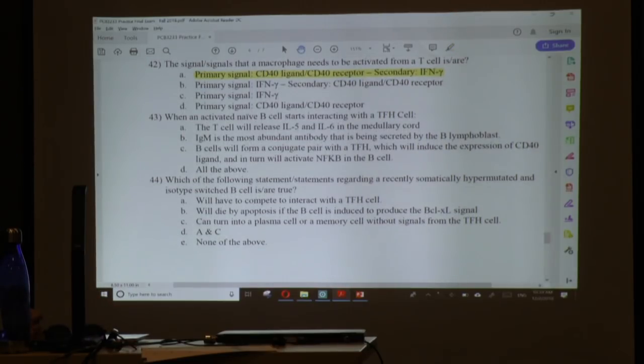Yes? CD40 on the macrophage, the ligand is on the T cell. So remember, where else did you see CD40 ligand? Do y'all remember? Which topic?